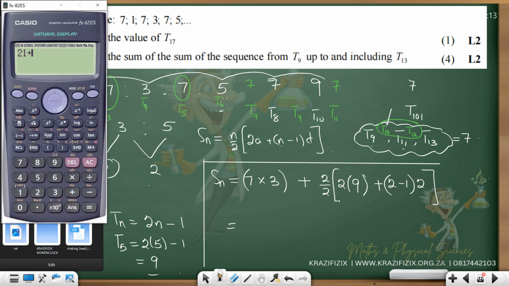So 21 plus 1 there. I have 18 plus 1. 2 minus 1 is 1. No, this should be 2. 1 times 2 is 2. 41.